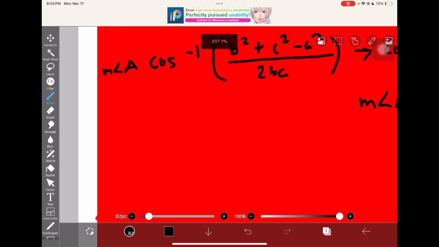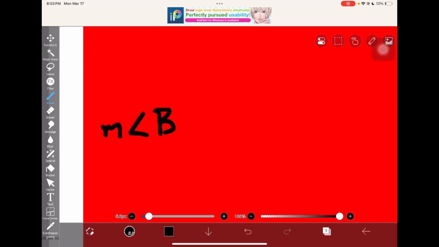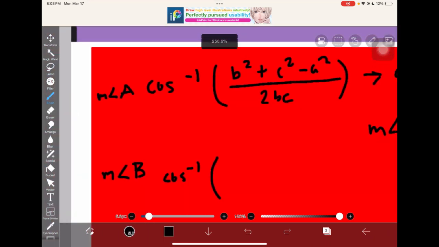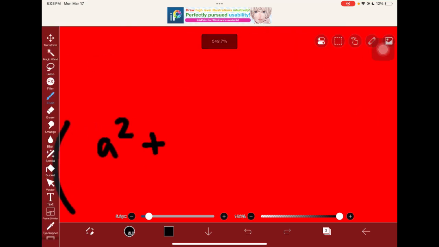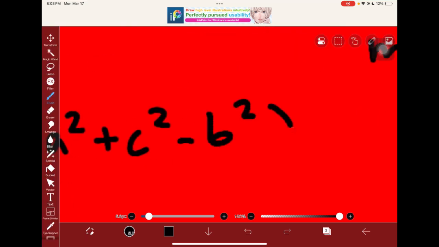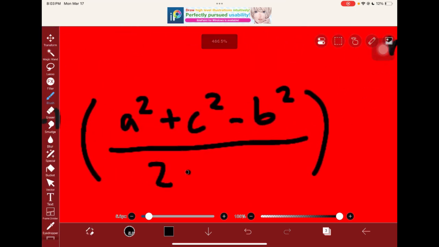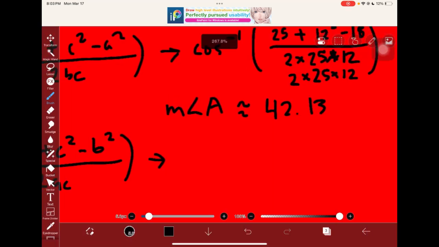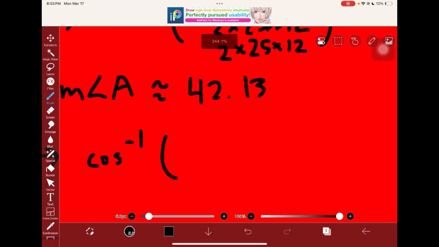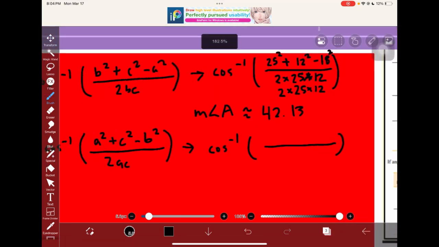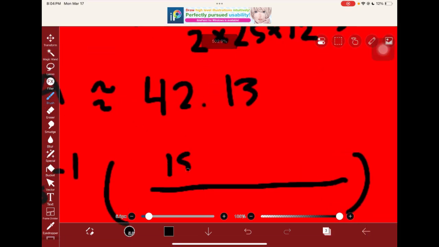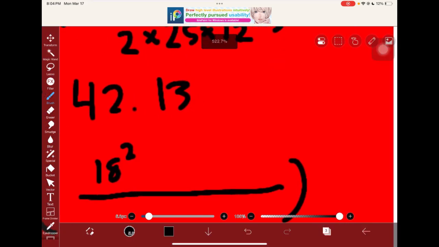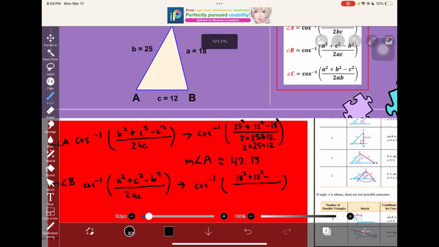So let's try the measure of angle B. It's almost the same thing. Cosine inverse of a squared plus c squared minus b squared all over 2ac. Correct. Then we substitute once more: a squared, which is 18 squared, plus c squared, 12 squared, minus b squared, 25 squared.